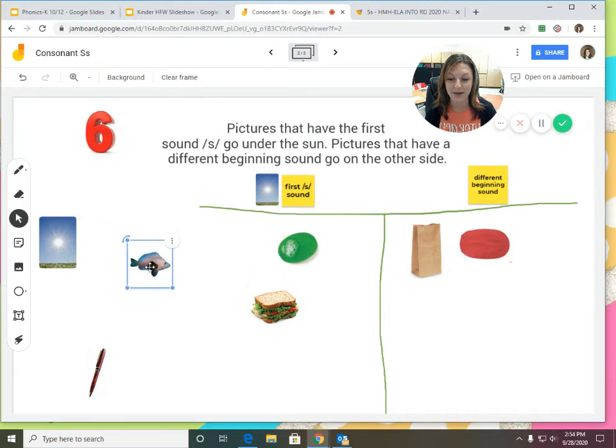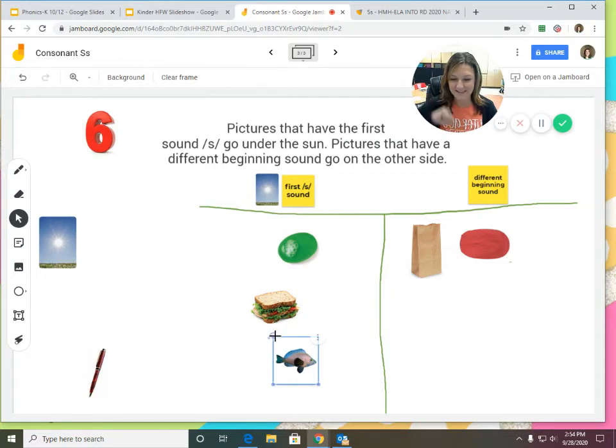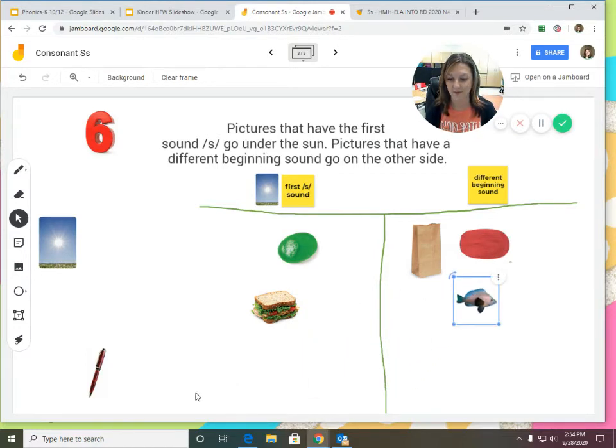This is the word fish. What do we hear at the beginning of fish? Say it out loud. Good. So we need to see, does fish make a match with sandwich, soap, and sun? No, it doesn't. We need to put it over here where it has a different beginning sound.